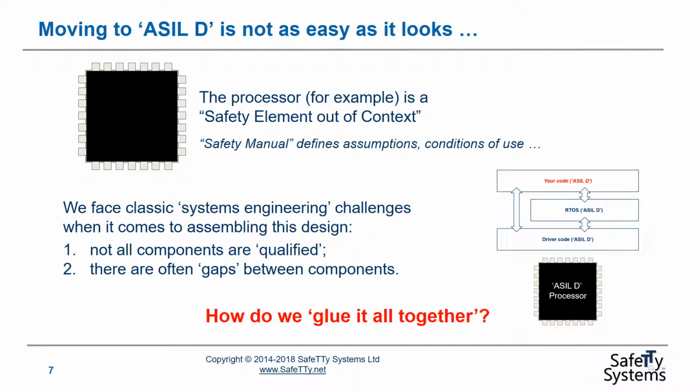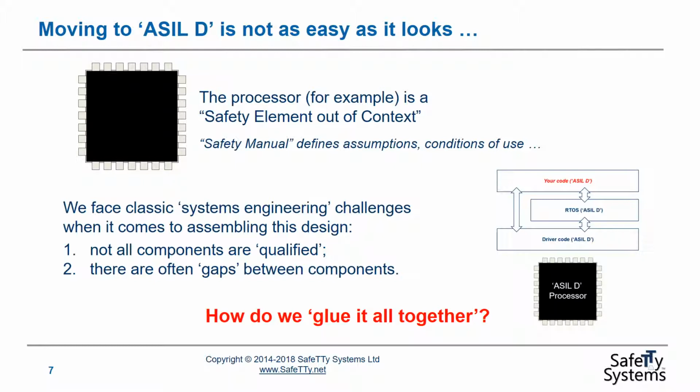This may look straightforward, but moving to ASIL D in this way is not quite as easy as it looks for most organizations. Let's just take the processor, for example. Formally, in terms of ISO 26262, this is a safety element out of context, an SEOOC, and it will be provided with a safety manual that defines certain assumptions, conditions of use, etc. So when it comes to using this kind of safety element with the safety manual, we begin immediately to face classic systems engineering challenges.